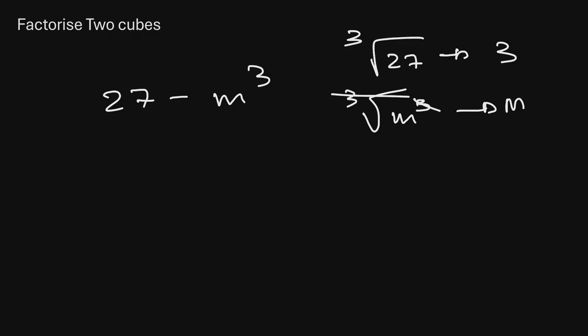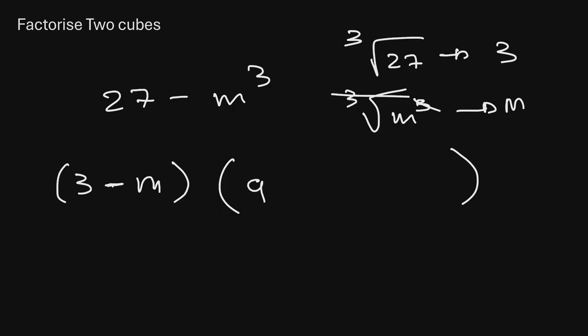So you are going to open a smaller bracket and a bigger bracket. And then you're going to write down the cube roots of your cubes. So now we have 3 and m. So you just put them as they are. So it's 3 and m. And then you keep the sign as it is, which is minus there. Then the next step is you square the first term. The first term is 3. So you're going to say 3 squared, which is 9.